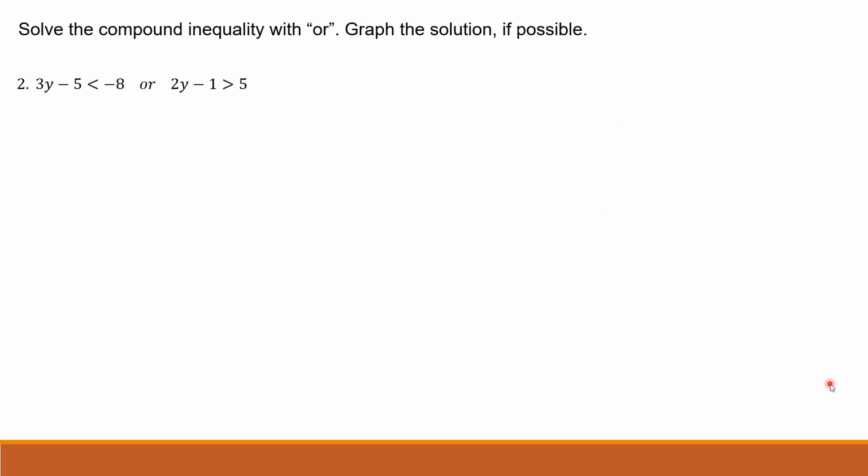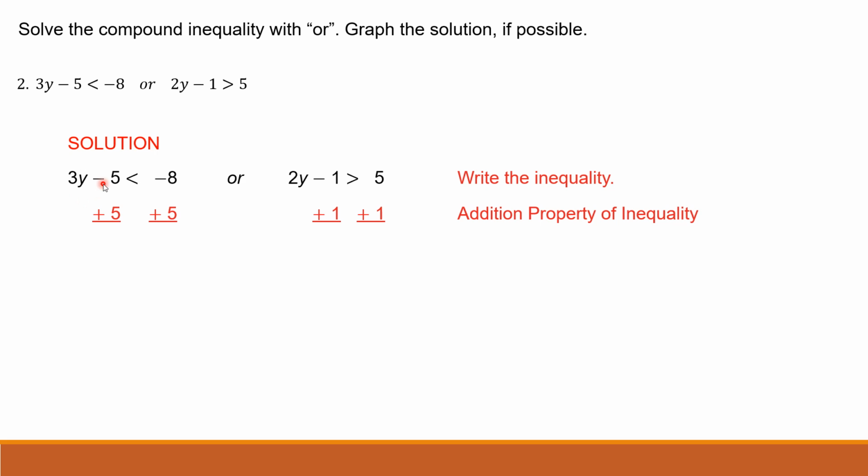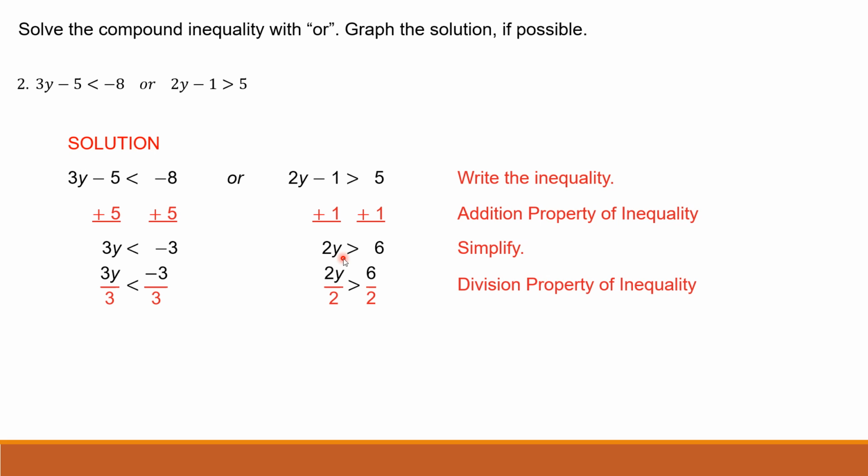Okay, the second one, we had two separate inequalities. So we're going to solve each one separately. So let's take a look at the first one. We want to add 5 to both sides. In the second inequality, we're going to add 1 to both sides because here we're isolating y, where we have 3y minus 5. And here we have 2y minus 1. Then we're isolating y by adding 1 to both sides. So simplify. We get 3y is less than -3 for the inequality on the left. And here we get 2y is greater than 6.